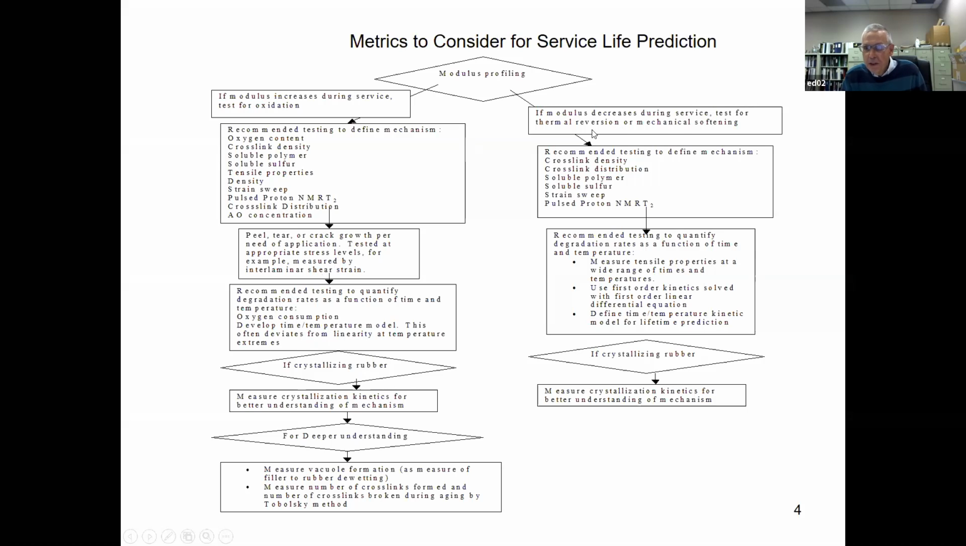If the modulus decreases during service, I think possibly thermal reversion. And then I think about these tests: cross-link density, cross-link distribution, soluble polymer, soluble sulfur, DMA strain sweep, pulse proton time domain NMR, tensile properties. And then I ask the question whether it's a crystallizing rubber.